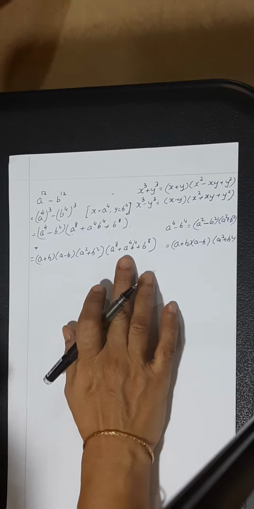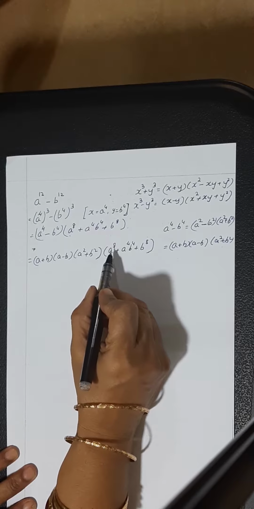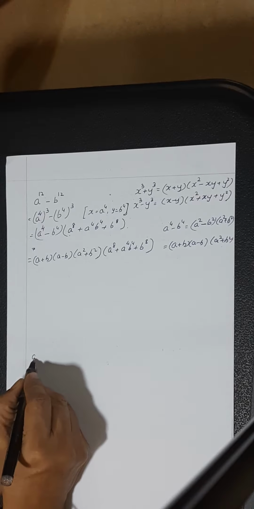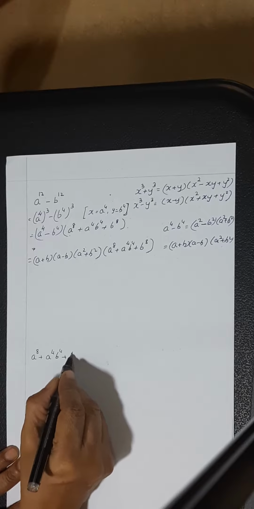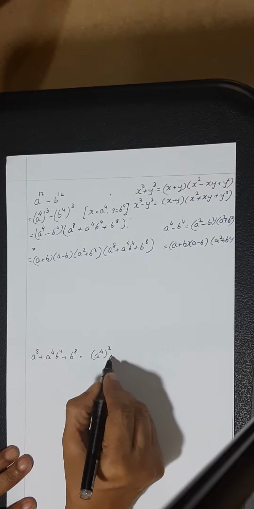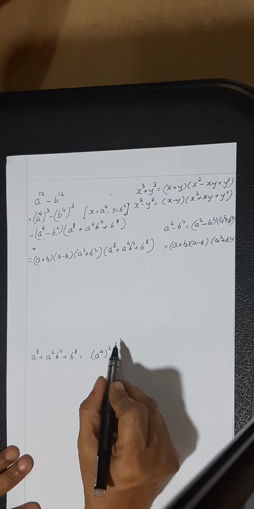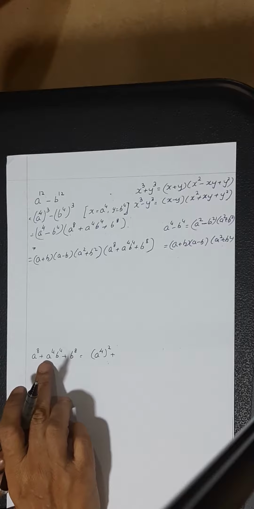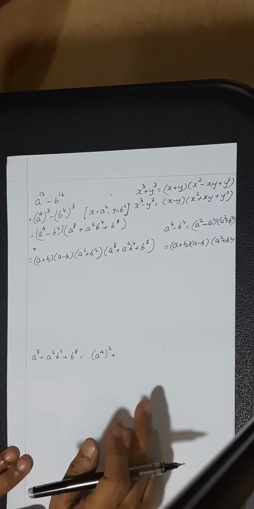Now we will factorize this further. So if you see this, a to the power of 8 plus a to the power of 4 b to the power of 4 plus b to the power of 8 can be written as a to the power of 4 the whole squared plus b to the power of 4 the whole squared. Then if you had one more, if it was 2 a to the power of 4 b to the power of 4, you could have used the a squared plus 2ab plus b squared format.